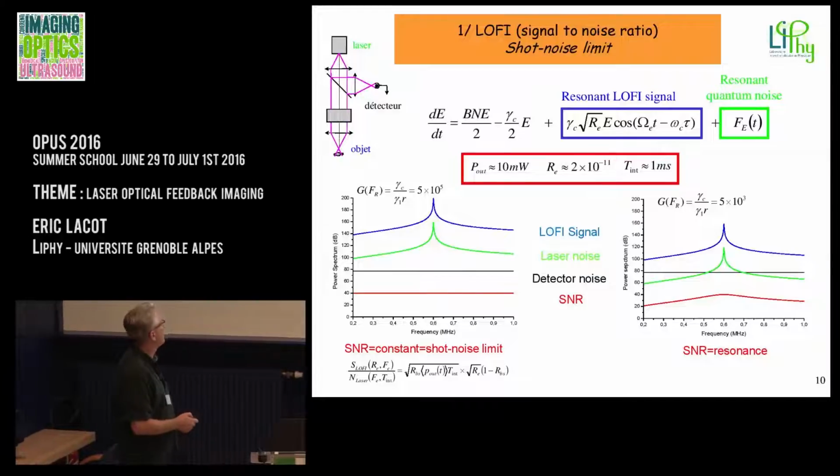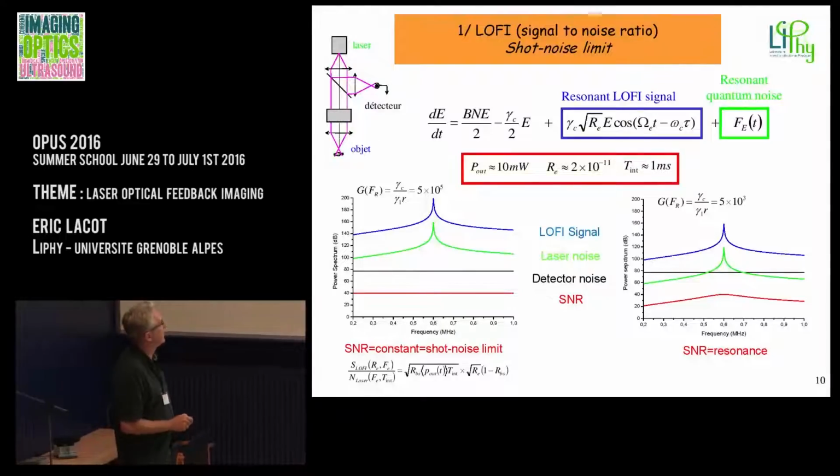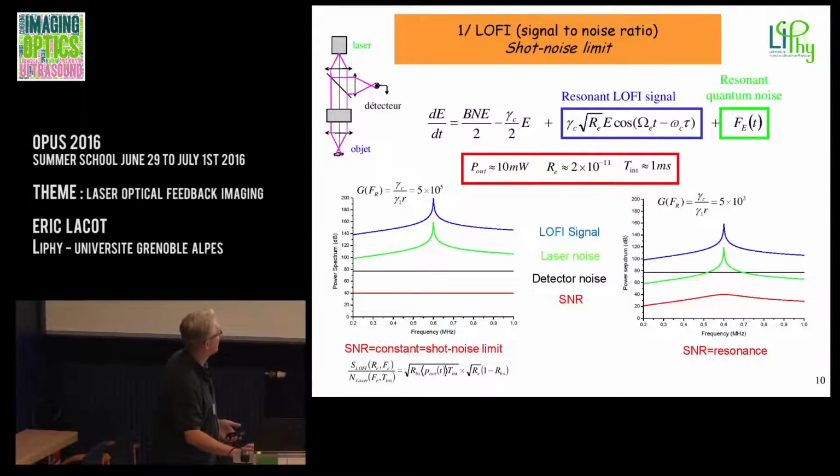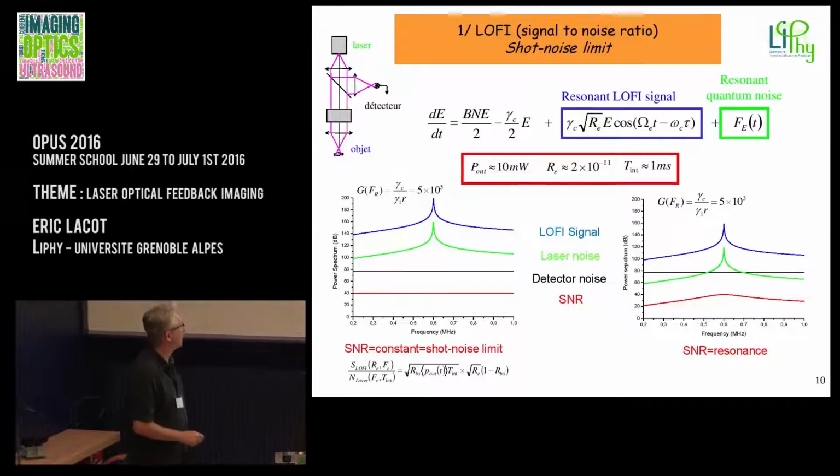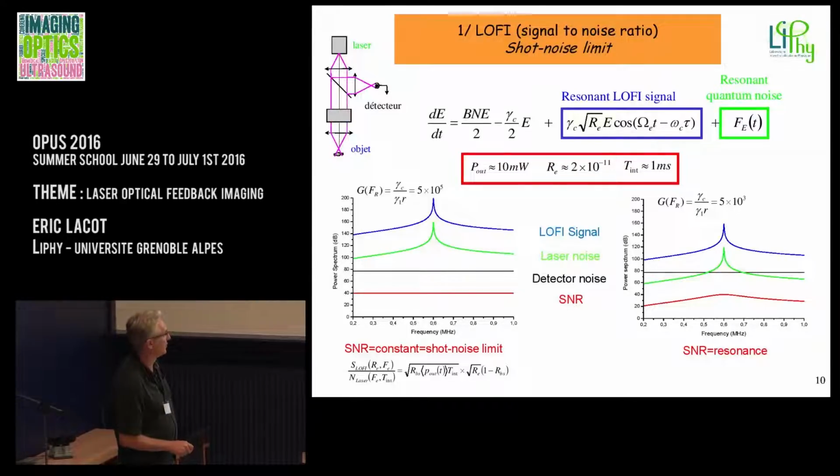And if we look at the power spectrum, of course the LOFI signal exhibits a resonance at the relaxation frequency, but at the same time the laser quantum noise also exhibits a resonance at the relaxation frequency. And if the laser noise is above the detector noise of the photodiode, the signal-to-noise ratio is simply given by the ratio between the blue curve and the green curve here. And as we can see, the signal-to-noise ratio is in fact frequency independent in this condition. And we can demonstrate that the signal-to-noise ratio is simply given by the shot noise limit in this condition.